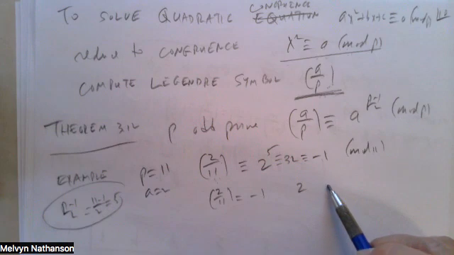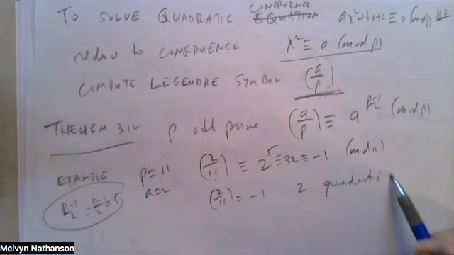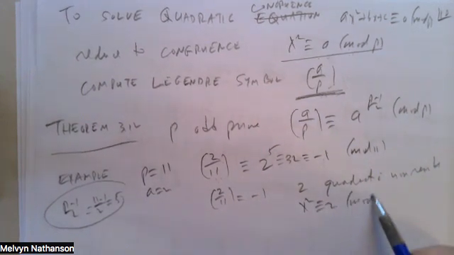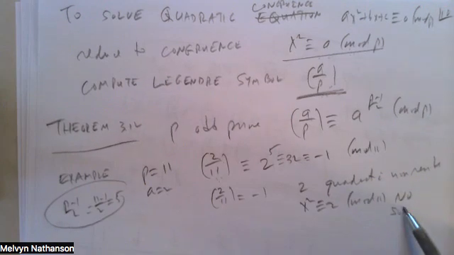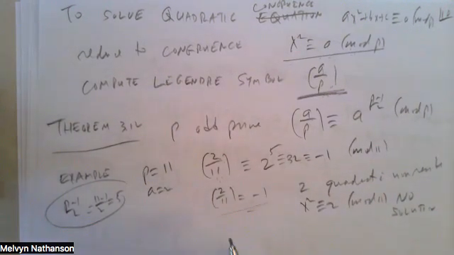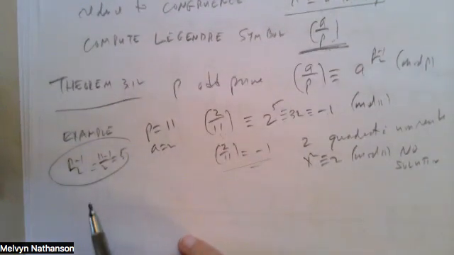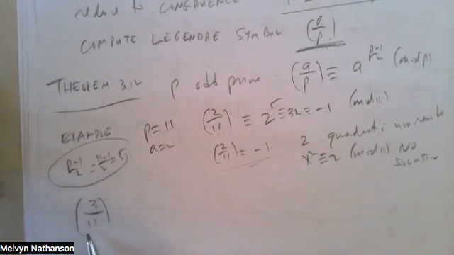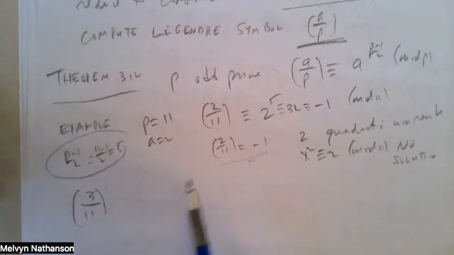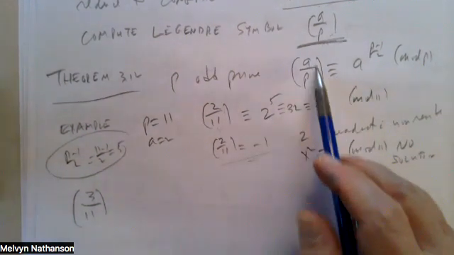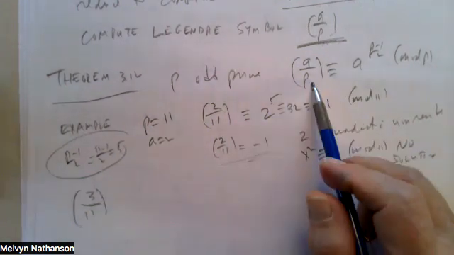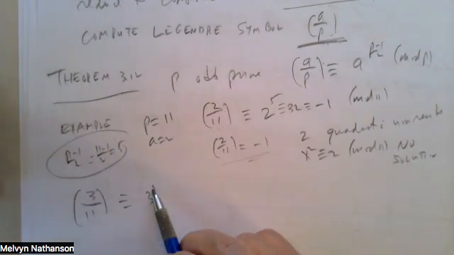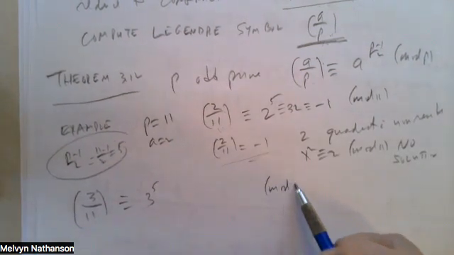So 2 is a quadratic non-residue, and x squared congruent to 2 mod 11 has no solution, because this is minus 1. Suppose I want to calculate 3 over 11. We want to know whether 3 is a quadratic residue mod 11. So by this theorem, 3 over 11 is congruent to 3 to the 11 minus 1 over 2, 3 to the 5th, mod 11.